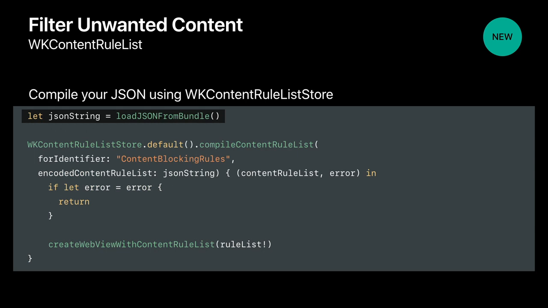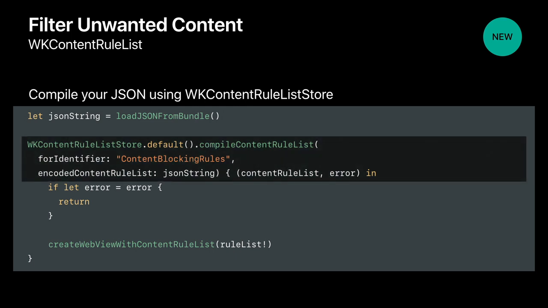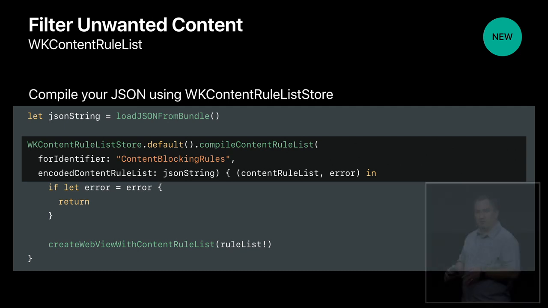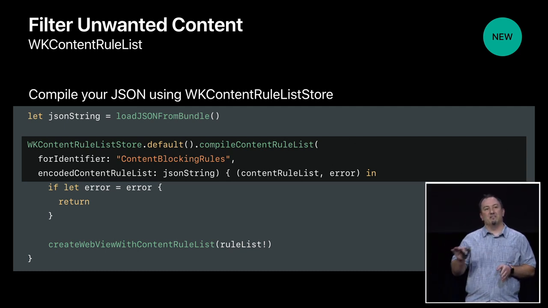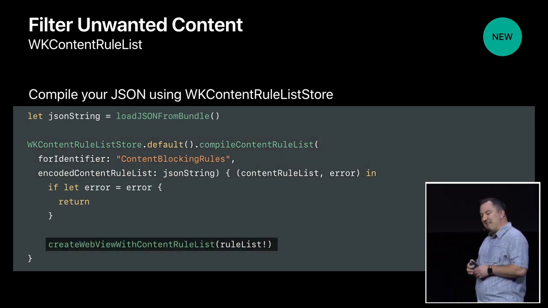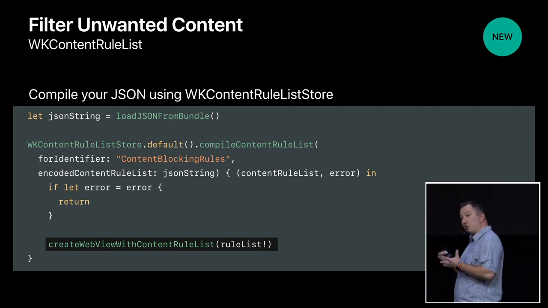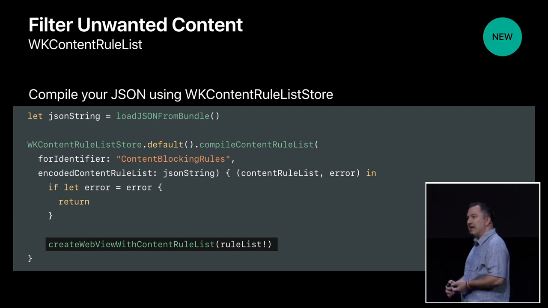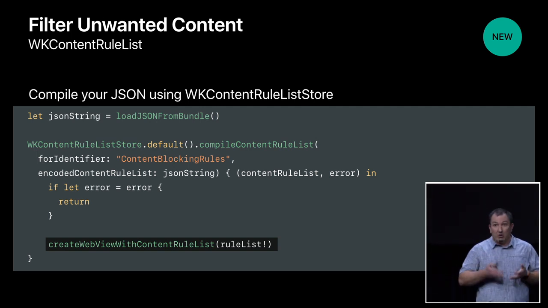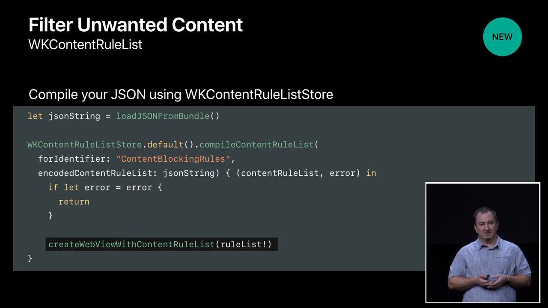Once you have your JSON, you'll pass it to the related new API, WKContentRuleListStore, to compile it into that efficient bytecode format. Now notice there's a string identifier passed in. It's up to you to come up with what the string is, and it'll be relevant in just a little bit. You'll have a completion handler, and when your completion handler is called with the WKContentRuleList, you can create a web view with that rule list installed and start loading web content that filters out unwanted sub-resources.